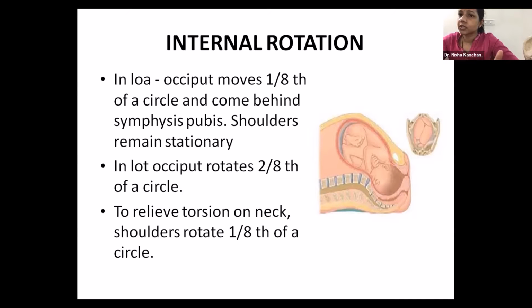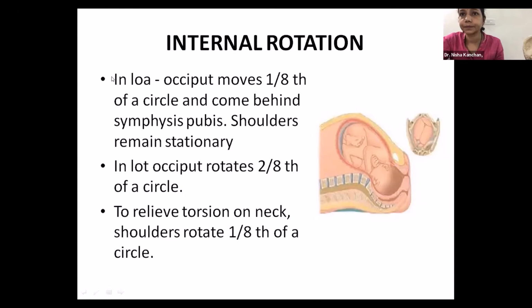Now, the purpose of internal rotation is to get the occiput behind the symphysis pubis. So in LOP, it has to move 3/8 of a circle, 135 degrees. In LOT, 2/8 of a circle, 90 degrees, 45 plus 45. In LOA, it has to move only 1/8. Anything more than 1/8 when the baby's head moves, the shoulder also moves, because the difference between the shoulder and the head that can be sustained is only 45 degrees. So in LOT, when the occiput rotates 2/8 of a circle, the shoulders rotate 1/8 of a circle. You will understand better when I demonstrate with the tummy and the pelvis. You can ask me any questions if you have doubts in internal rotation then.